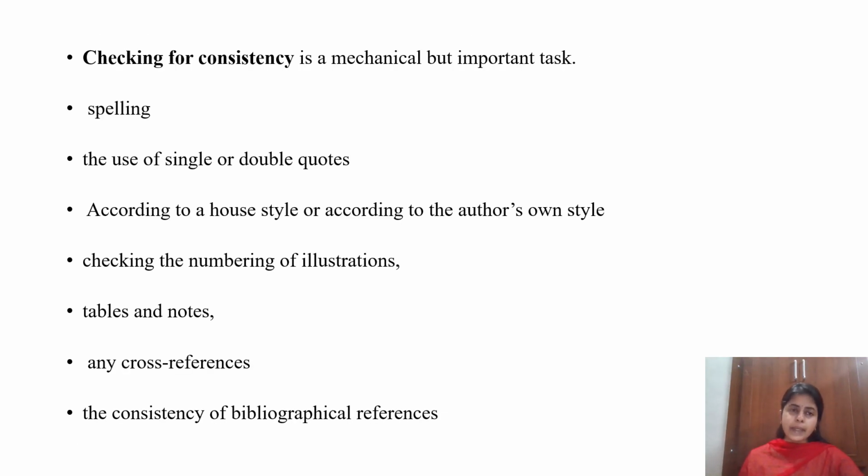The next type of copy editing is checking for consistency. Actually, the main role of the copy editor is checking consistency in the material. It looks like a mechanical task, but it is an important task in copy editing. So the copy editor checks the use of quotations, whether it is double quotation or single quotation, and whether all the writing style follows the writing style of the publication, tables, notes, any cross reference, bibliographical reference. So the copy editor checks everything during this type of copy editing.